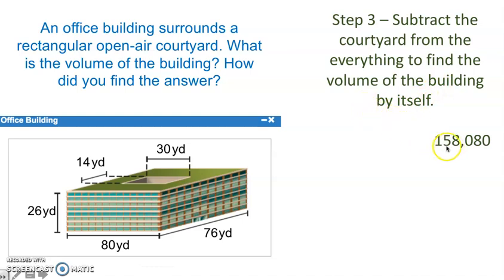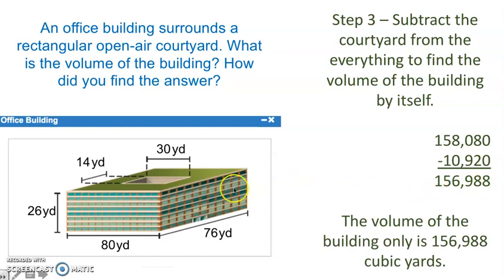So remember, the original volume of everything together was 158,080 cubic yards, minus the volume of the courtyard, 10,920. I see here I needed to regroup. Make sure that you do that whenever you have a subtraction problem if it's necessary. And my final answer is 156,988. That's the volume in cubic yards for the building by itself. So I've answered the first part of the question. That's the volume of the building only.